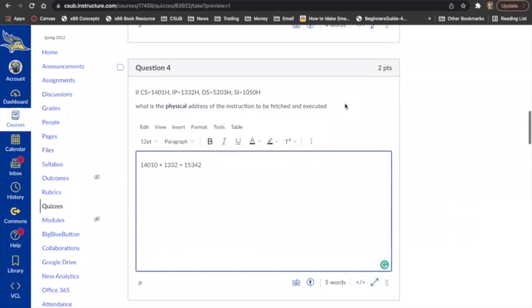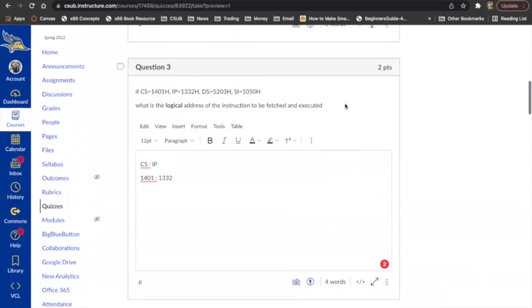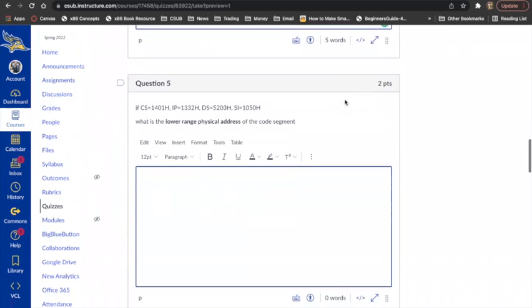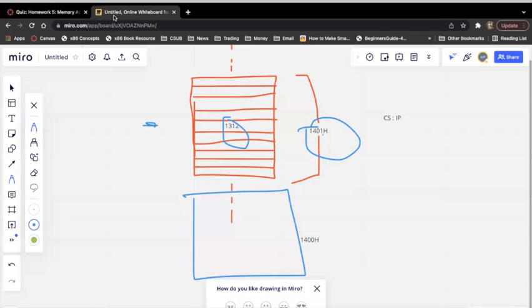Okay, so I hope that makes sense. What are we doing here? So these questions were pretty simple, straightforward. Now the fifth question is, what is the lower range of the physical address of the code segment? So, okay, we have the same everything.